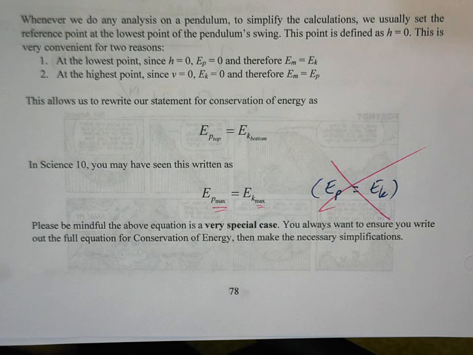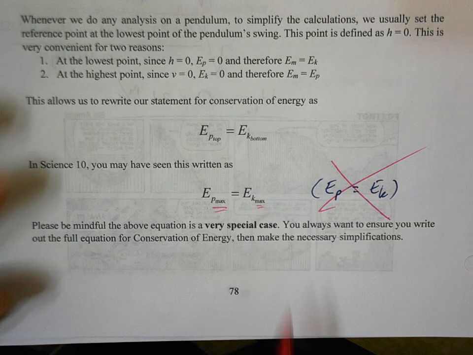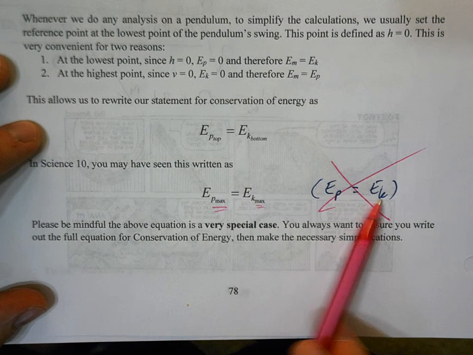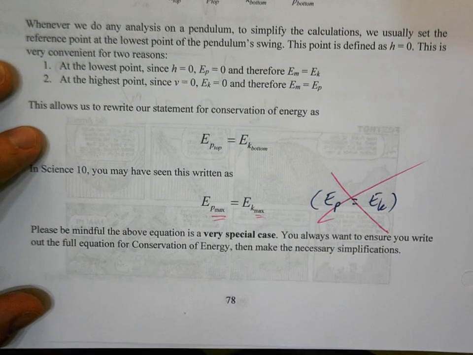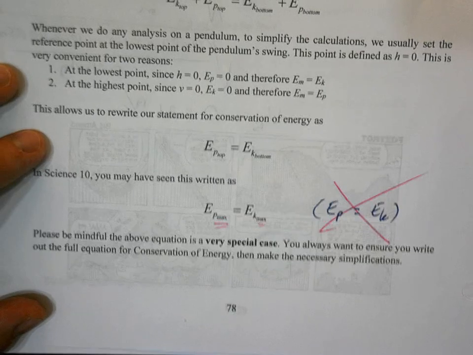So if you're ever confused with the pendulum, write out your statement of conservation of energy. Don't just write EP equals EK. That is going to get you absolutely nowhere, and it's unbelievably wrong.